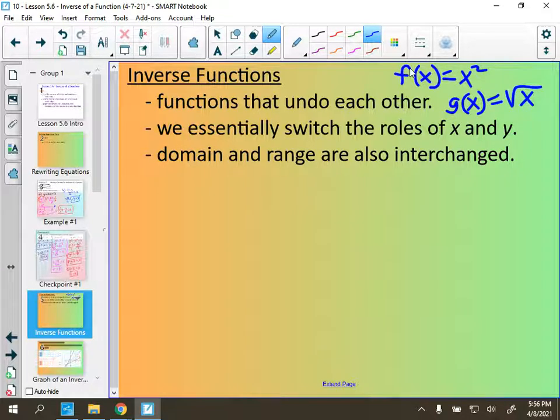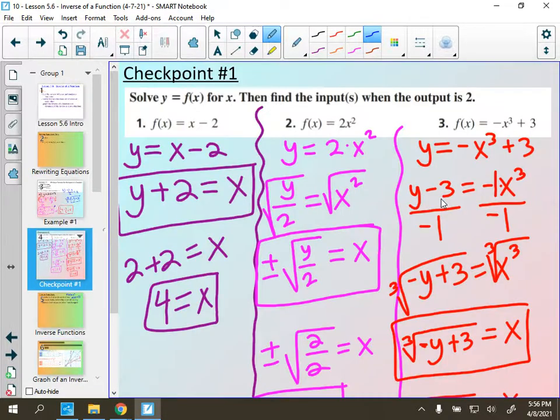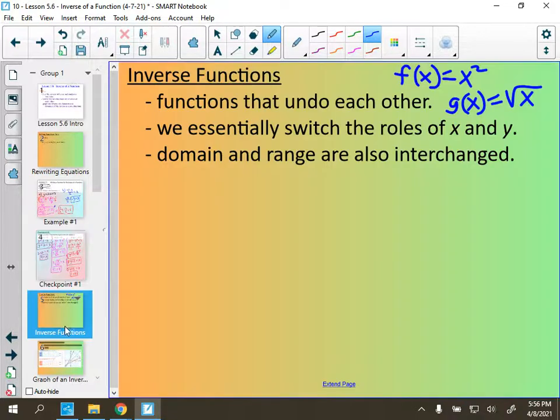And we use those operations. We just used them a second ago. How did we get rid of squareds? How did I get rid of the squared? I square rooted. How did I get rid of a cube? I cube rooted. How did I get rid of even subtraction? I added. So those are inverse operations. So they play right into it here, that inverse functions essentially undo each other.